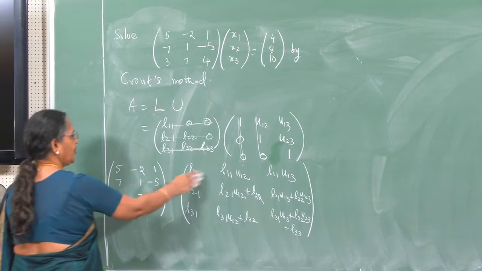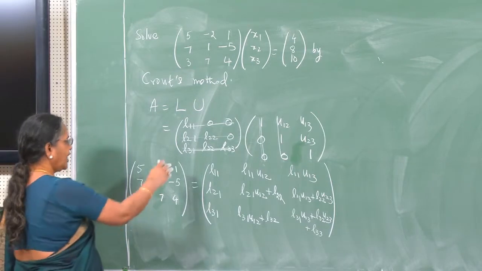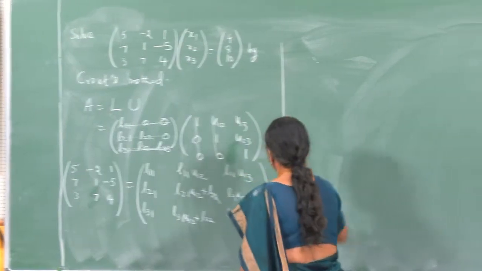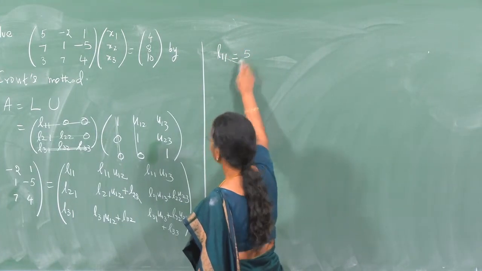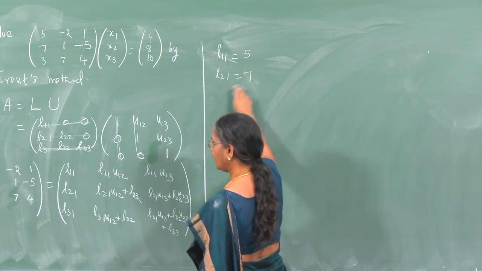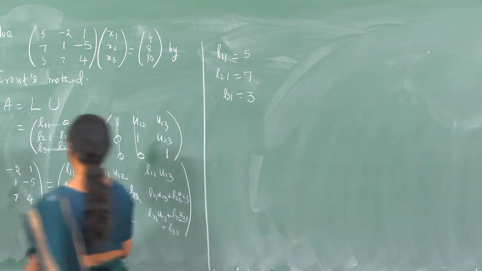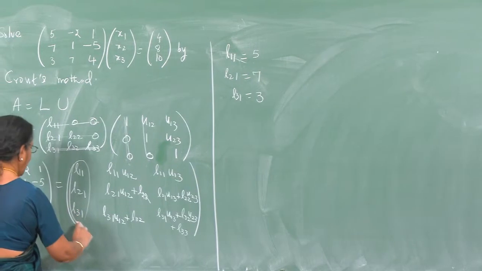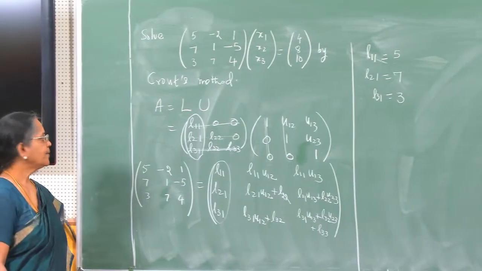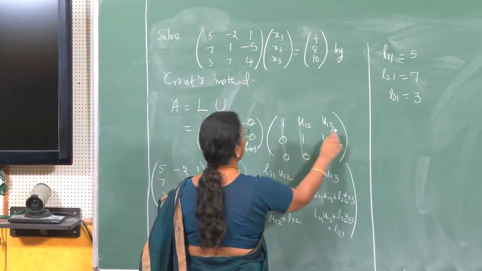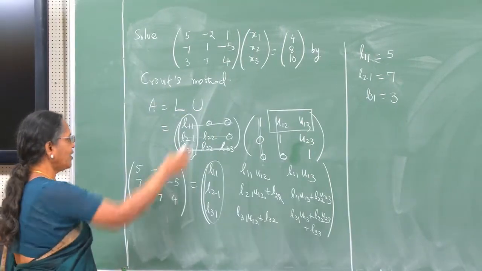Now we equate the corresponding entries in both the matrices. That will give you L11 to be 5, L21 to be 7 and L31 to be 3. So, we have determined the first column elements in the lower triangular matrix. So, we move over to determining the first row elements which are unknowns in the upper triangular matrix.